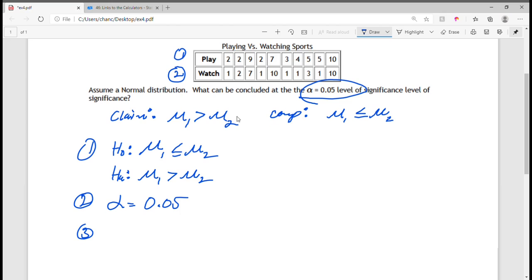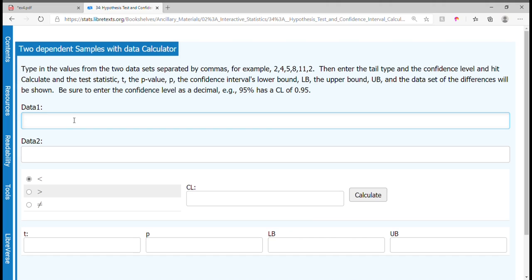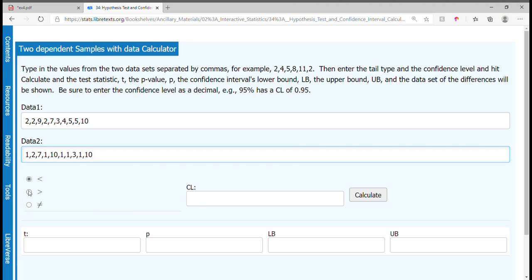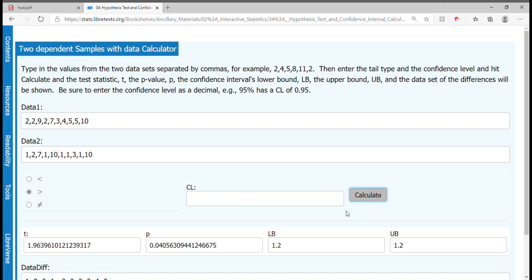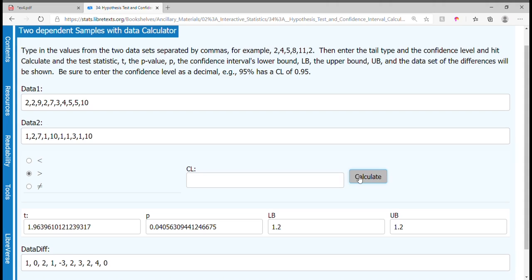In step 3 and 4, we're going to have to use our calculator for this problem. The calculator that I will need is the one that is for 2 dependent samples with data calculator. So let's enter the values. For our alternative hypothesis, we'll click the greater than symbol and select calculate. Here is our test statistic. T equals 1.964 and our p-value is equal to 0.0406.